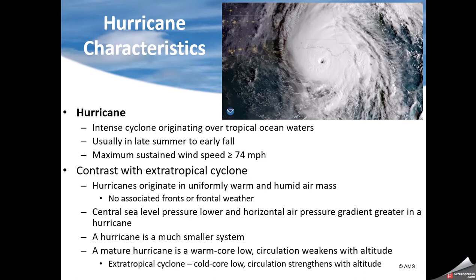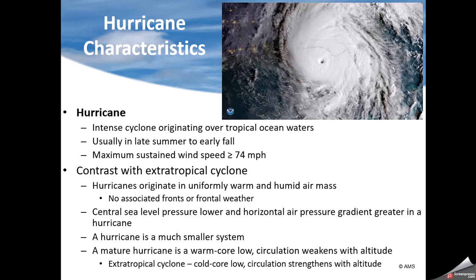Hurricanes originate over the tropics as well. They always form over tropical water. The water's got to be pretty warm for a hurricane. And it is very different than an extratropical cyclone. The other week, you all were asked in your critical thinking to talk about the differences between a warm core system and a cold core system.